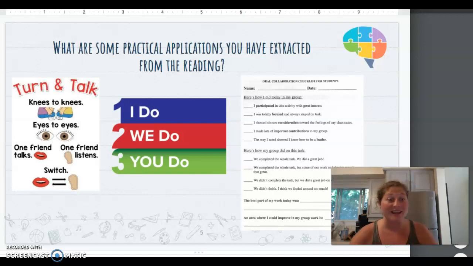Another great thing that I liked in this reading was how at the very end there was the oral collaboration rubric for the teachers, but there was also a modeled example of an oral collaboration checklist for the students to complete.